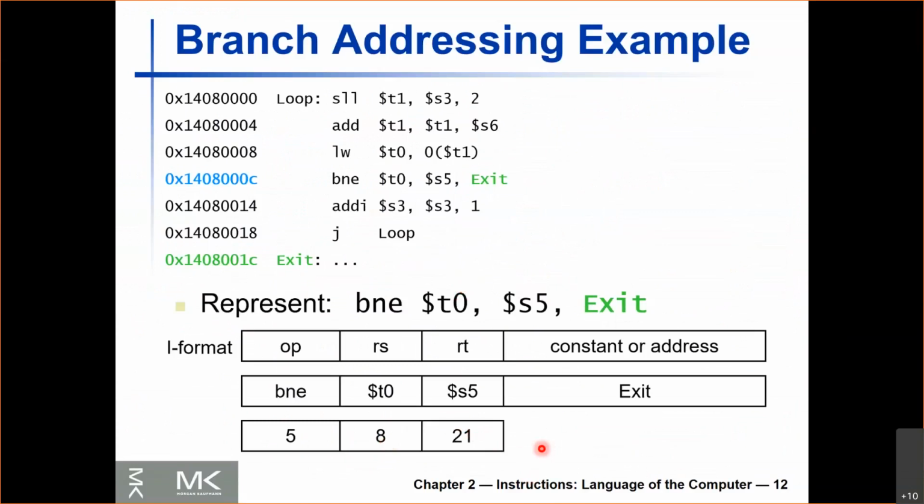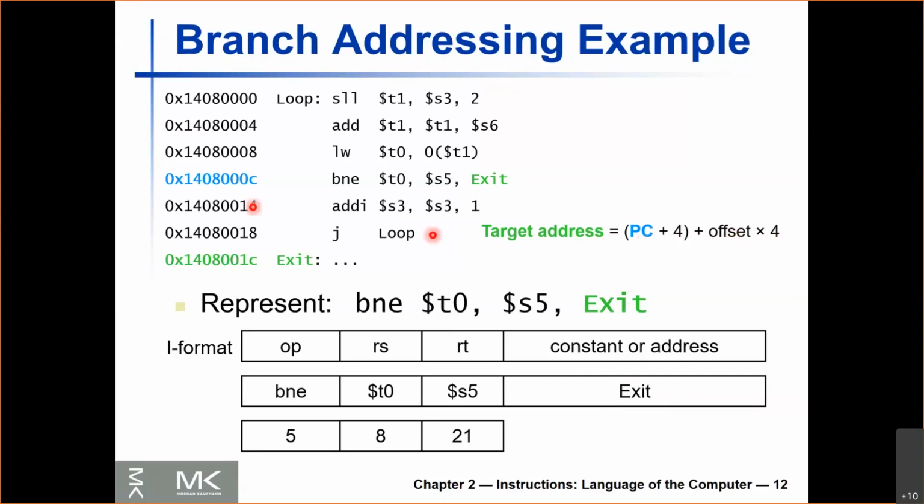Okay, and then finally, which is what we care most about today, is how do we represent this exit label? How can you represent this exit label as a 16-bit value? Well, let's review what we said. We said that to represent this value, we're going to use PC relative addressing. And PC relative addressing says that the target address, in other words, this address of the exit label, is going to be PC plus 4 plus the offset times 4.